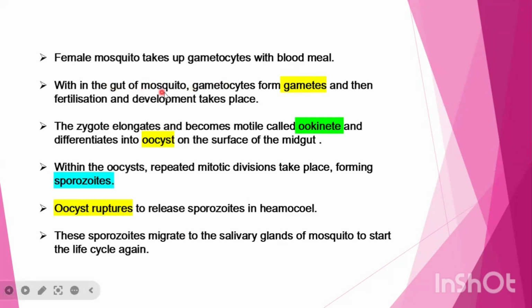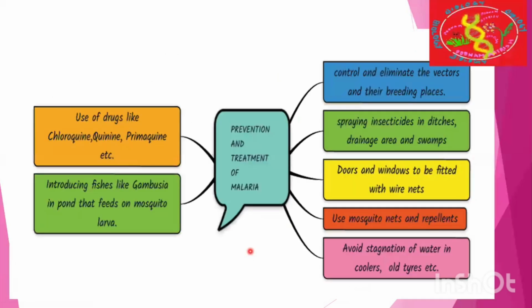Within the gut of the mosquito, gametocytes form gametes, and then fertilization and development take place. Now, students, the zygote elongates and becomes a motile structure, which is called the ookinete, and it differentiates into an oocyst on the surface of the midgut. Within the oocyst, repeated mitotic division takes place, forming sporozoites. Now, the oocyst ruptures to release sporozoites in the hemocoel. These sporozoites migrate to the salivary gland of the mosquito and the life cycle begins.